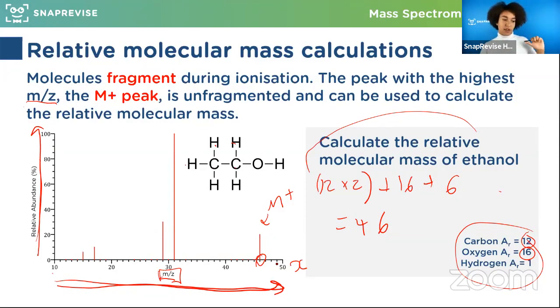Yes, Fatima. So Fatima's just said, the peak that's furthest along the x-axis is the actual mass, and the other peaks are masses of little fragments that came off the molecule during ionization. That is exactly right.